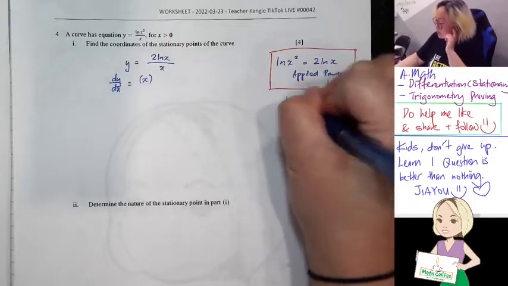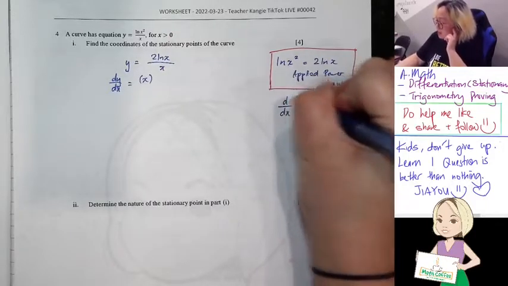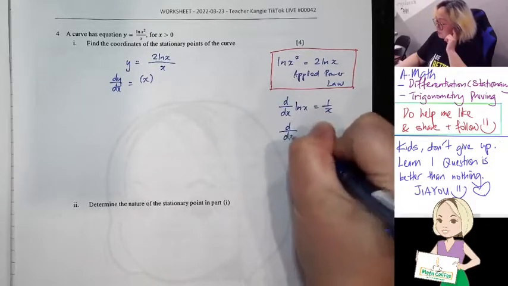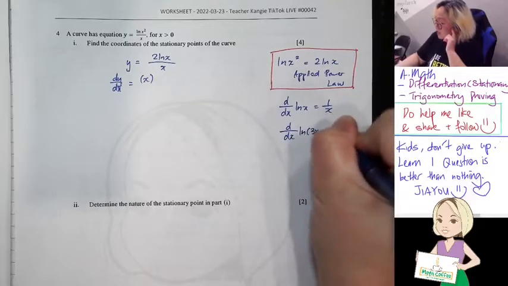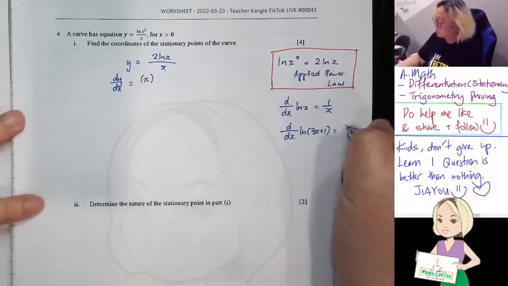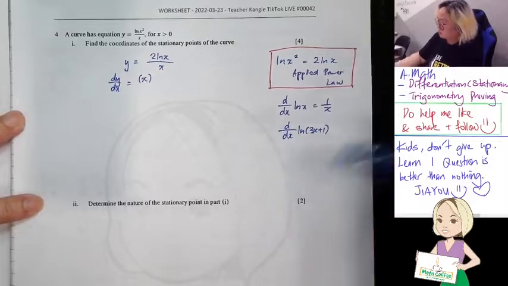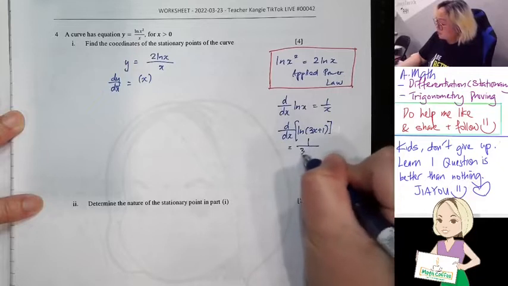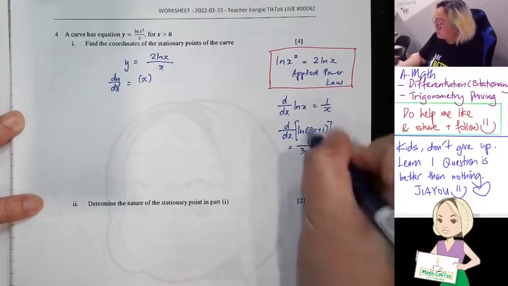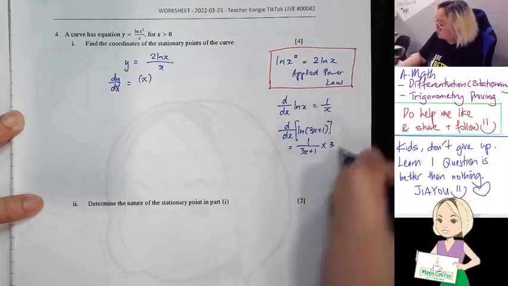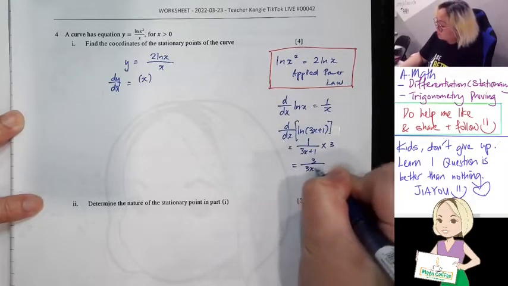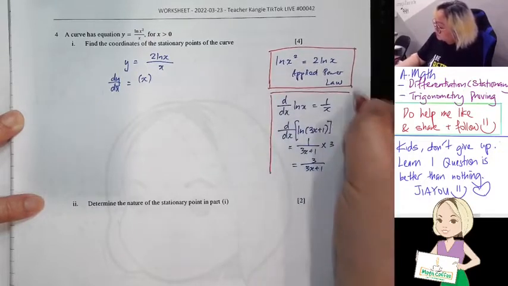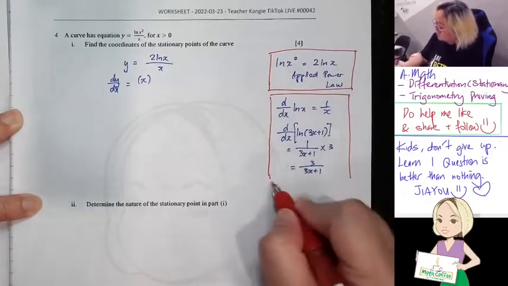I'm going to state here: when you differentiate ln x, it is 1 over x. Differentiate ln(3x + 1) is equal to 1 over (3x + 1) multiplied by differentiate the inside, which is 3. So this is 3 over (3x + 1). This is just additional information on how to differentiate ln.